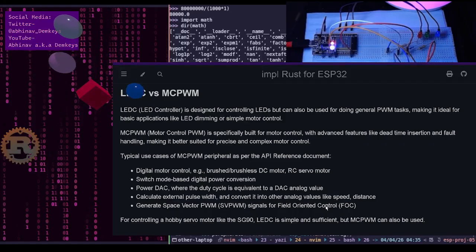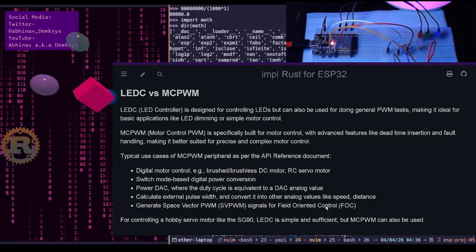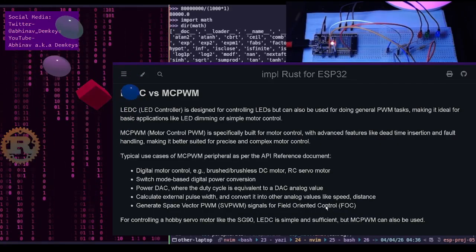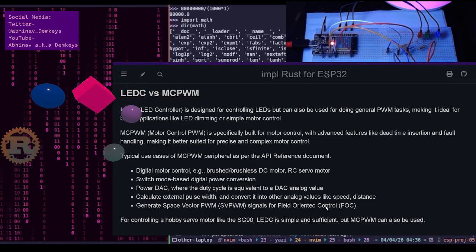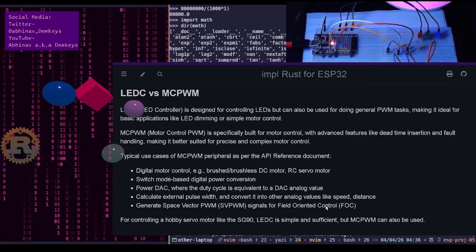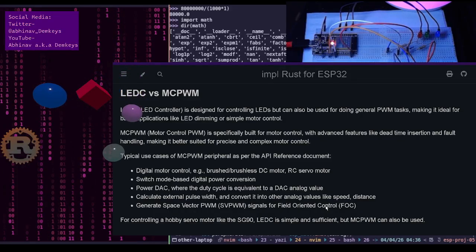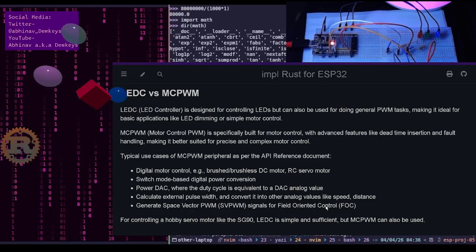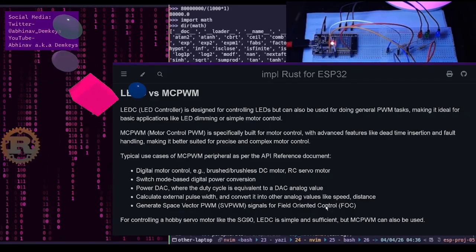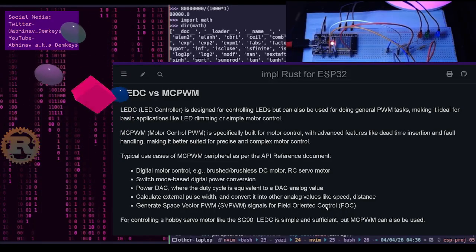Typical use cases of MCPWM peripherals as per the API reference document: digital motor control, for example brushed or brushless DC motor, RC servo motor; switch mode based digital power conversion; power DAC, where duty cycle is equivalent to a DAC analog value; calculate external pulse width and convert it into other analog values like speed, distance; and then generate space vector PWM.